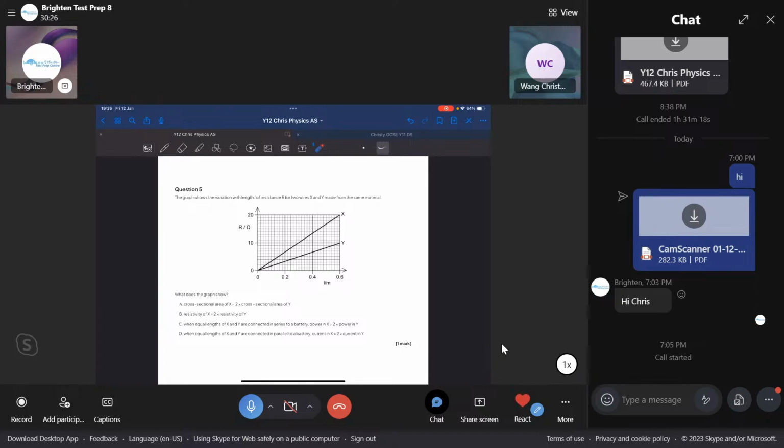So that's actually quite an... You have to think one by one. Have to go through. The first two is wrong. Okay. Why is the first one wrong? Because the cross-sectional area of X is half of the cross-sectional area of Y.